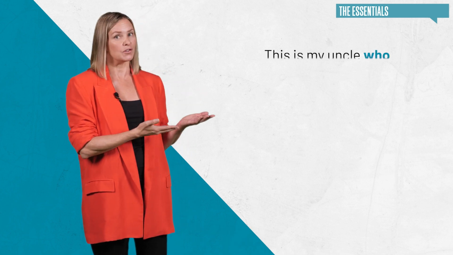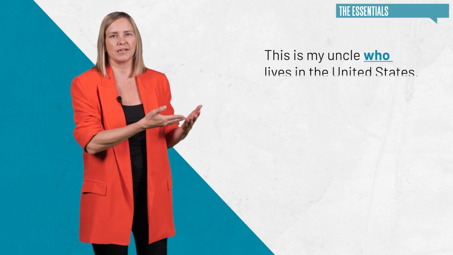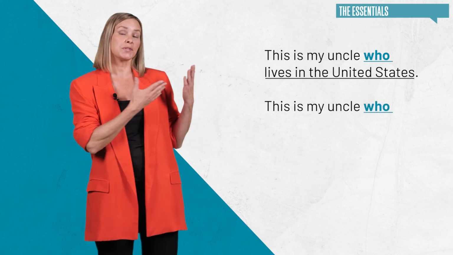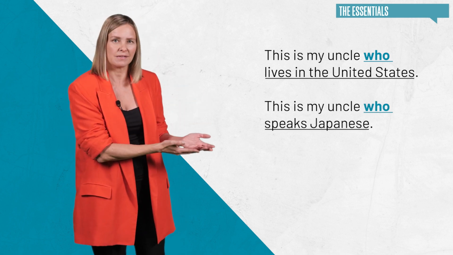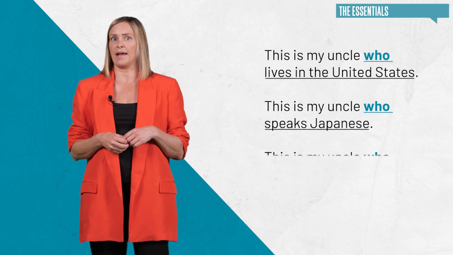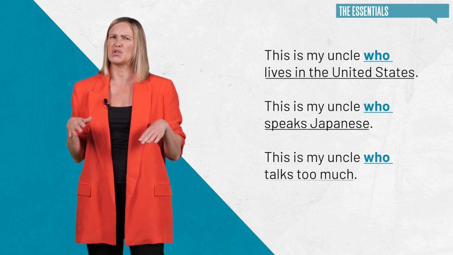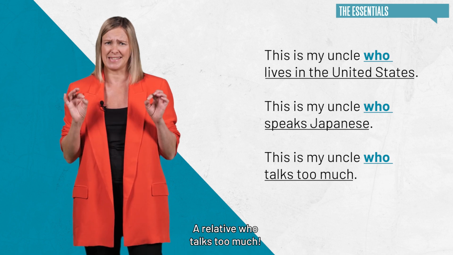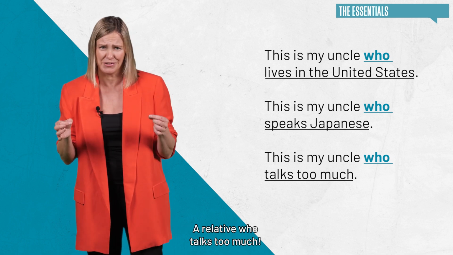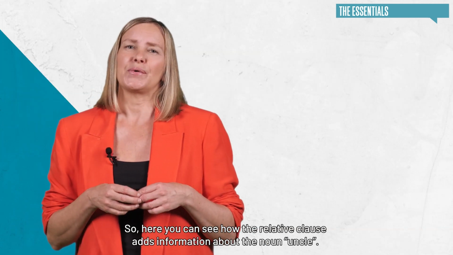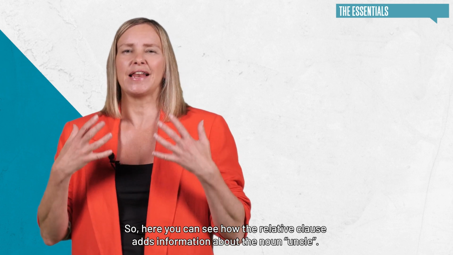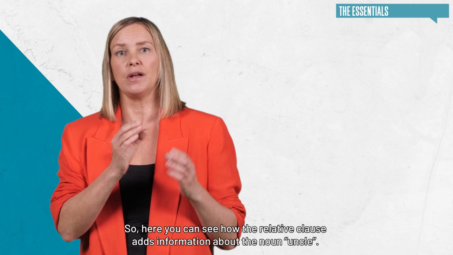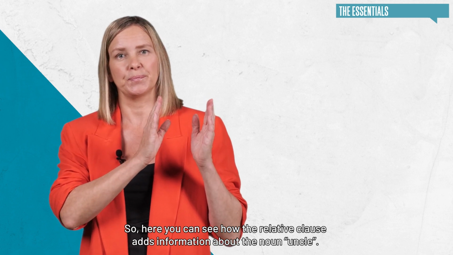This is my uncle who lives in the United States. This is my uncle who speaks Japanese. This is my uncle who talks too much. We all have one of those, right? A relative who talks too much. So here you can see how the relative clause adds information about the noun uncle.